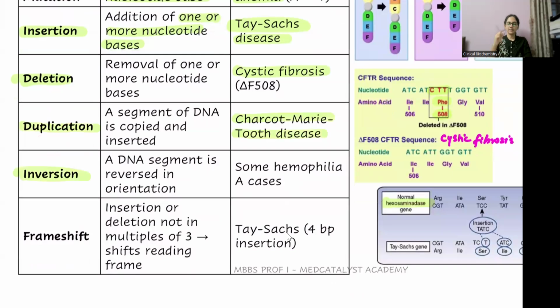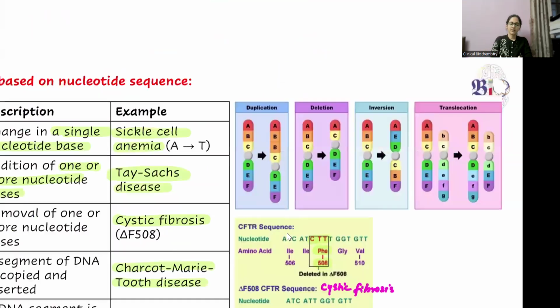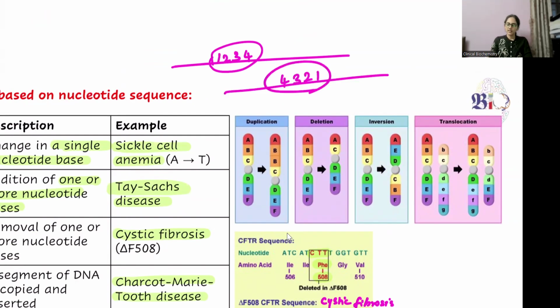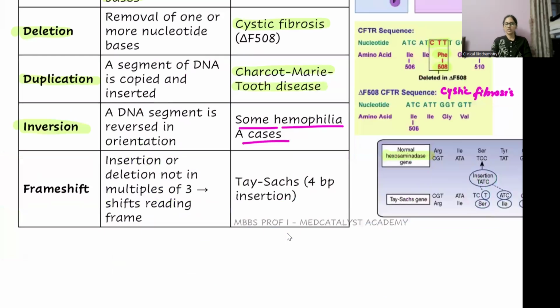Inversion means what? A segment is removed and it is attaching to the same chromosome, but now in a reverse fashion it is getting attached. Right? For example, I have this segment 1, 2, 3, 4. This is how my nucleotides are arranged. Now, what happens? This portion is getting removed, okay, and it is coming back and attaching to the same chromosome, but now in a reversed fashion, 4, 3, 2, 1. That is what is inversion. So look at this. B, C, D, E is there, but here E, D, C, B. That's how it's getting attached. That is what is inversion. Right? Some hemophilia A cases can show this inversion.